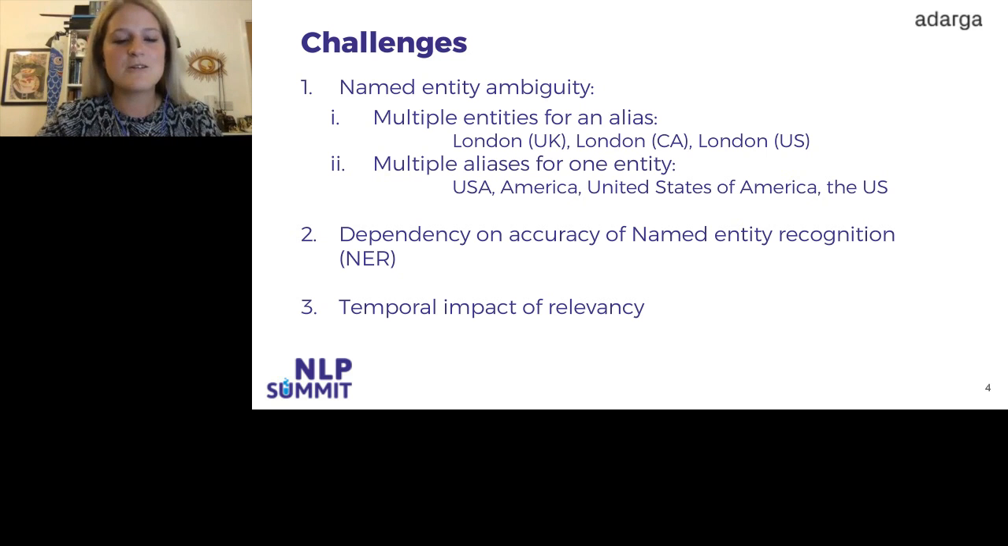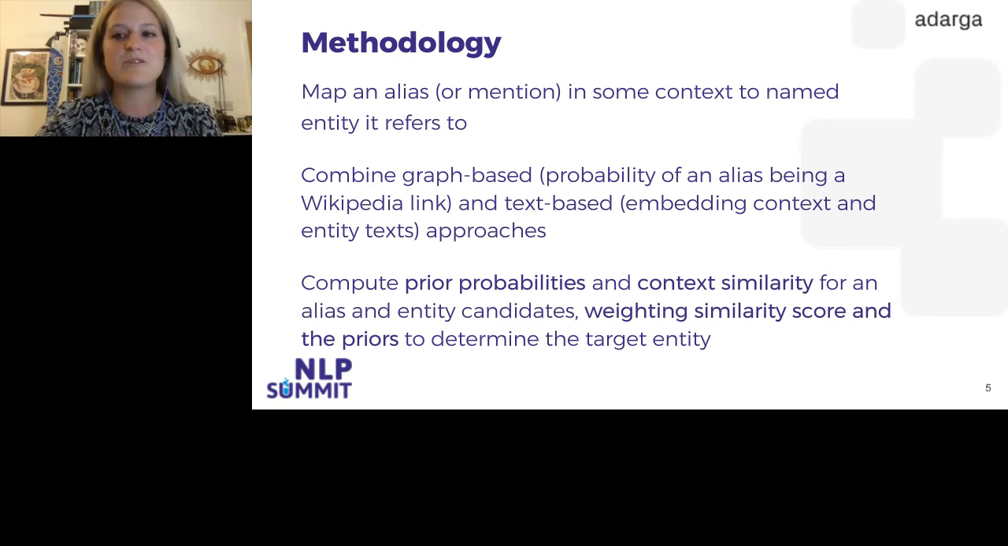And finally, we also need to note that an entity's relevance and popularity is temporally sensitive. So it's sensitive to time and may change due to short-term events, topical events, or even just the natural evolution of language itself, because word meanings change over time. And in terms of methodology, setting up a named entity disambiguation system is relatively straightforward. Ultimately, we need a system that is capable of mapping some sort of alias or just an ambiguous reference to an entity in some context to the named entity it refers to. And this can be done using a combination of graph-based and text-based approaches.